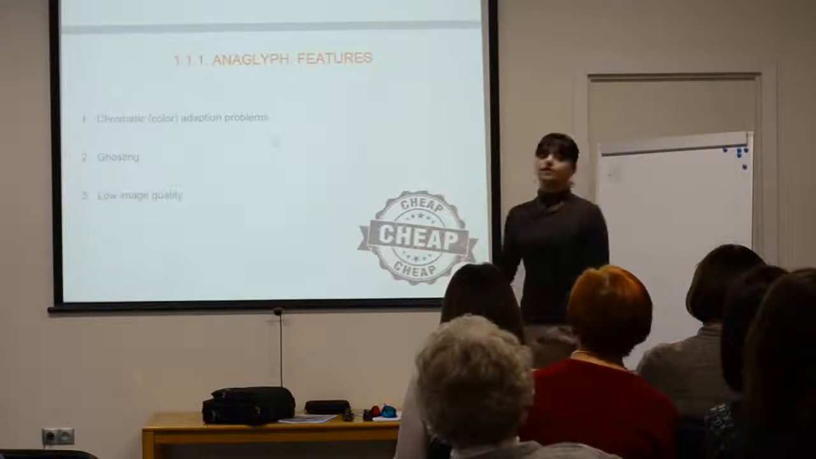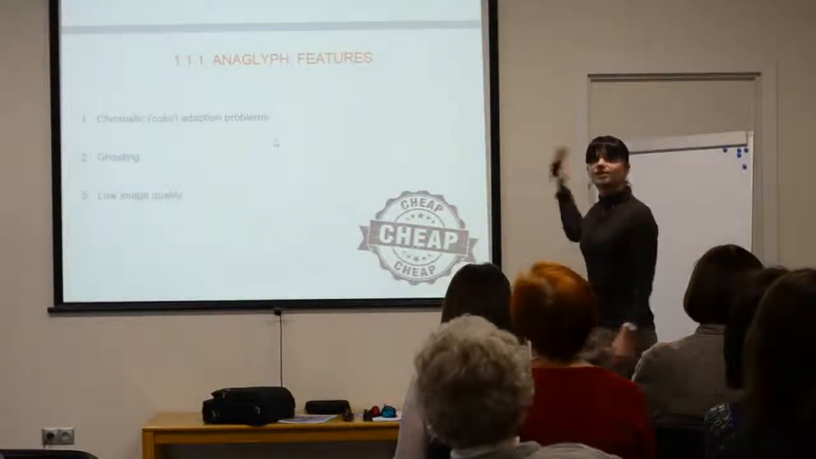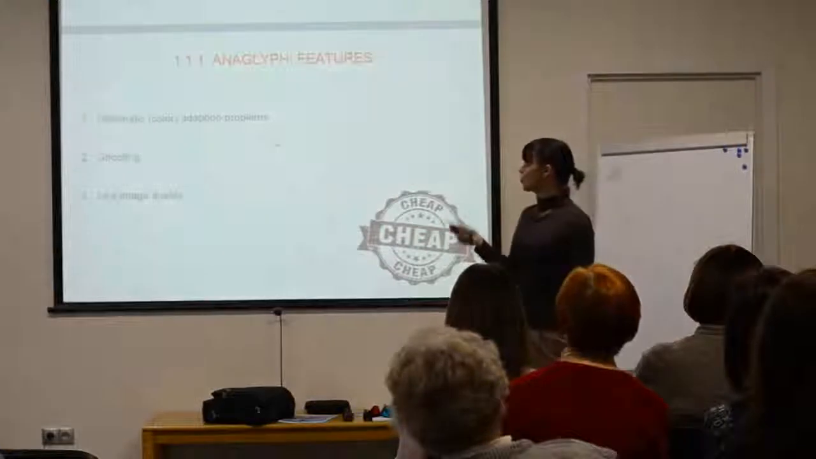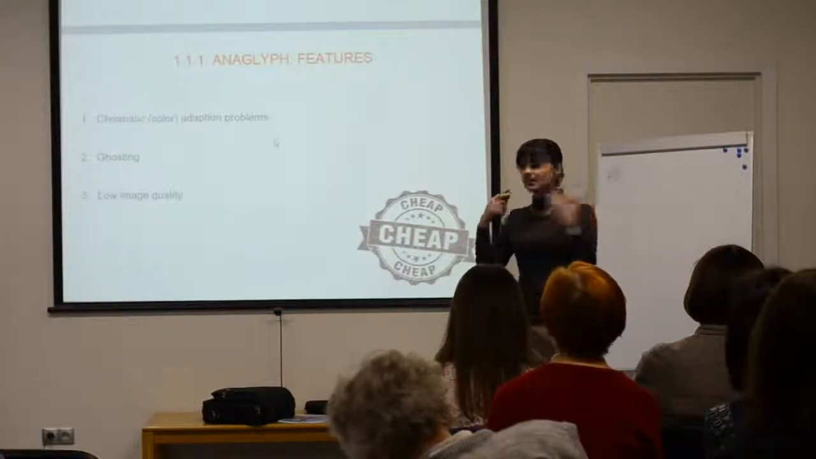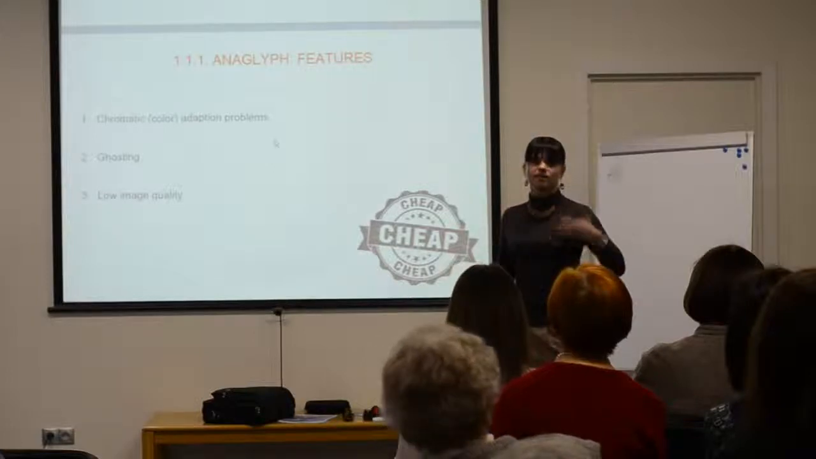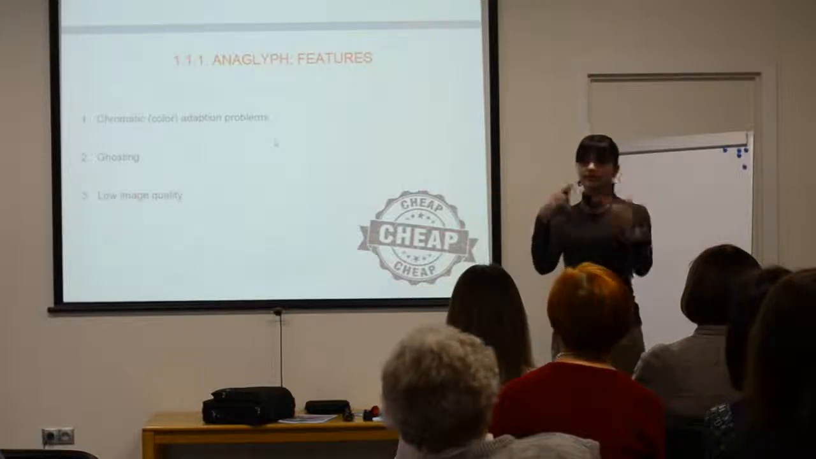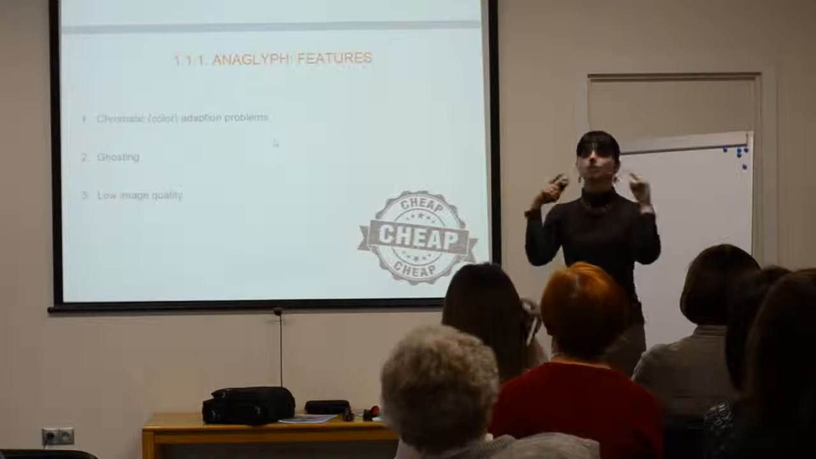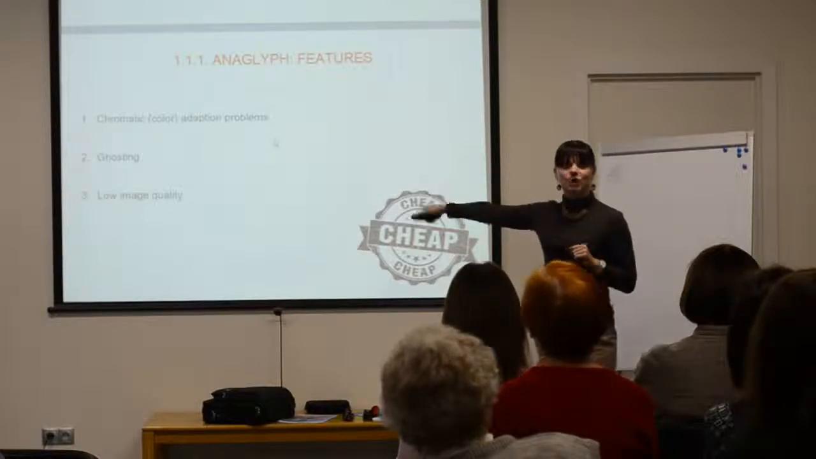But there are also a lot of bad things. That is why we don't have such a technological method in cinema theaters. First of all, it's chromatic adaptation problems, which means that the image itself is a kind of black and white, with almost no colors. It's hard for you to understand what is happening in the picture and to adjust your eyes to perceiving this information. The second thing is ghosting.